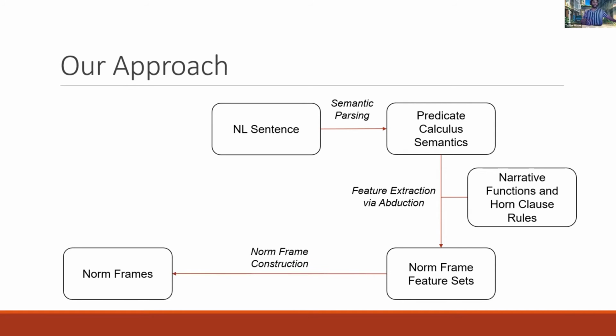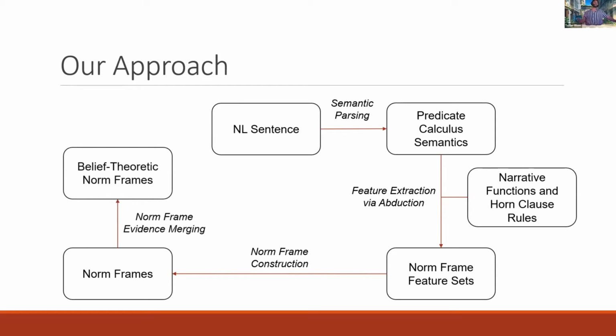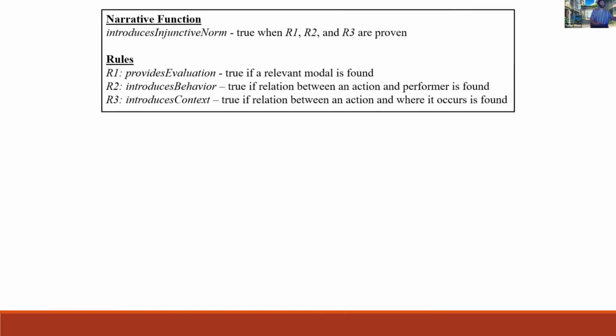From those feature sets, we then construct the norm frames, which get stored in the current logical environment for the discourse. And then from there, we merge evidence so that the agent can actually say, I believe X based on the evidence, right? And these result in what we call belief-theoretic norm frames. All right, so let's look at those first two processes, going from natural language to parsing to semantics to then constructing a norm frame.